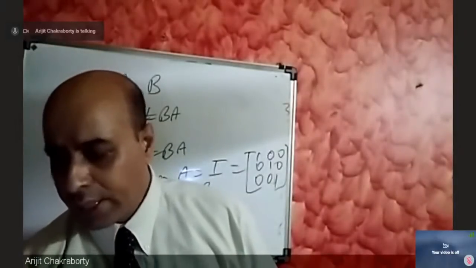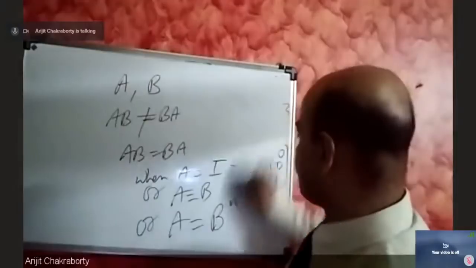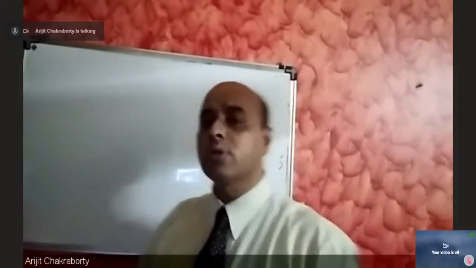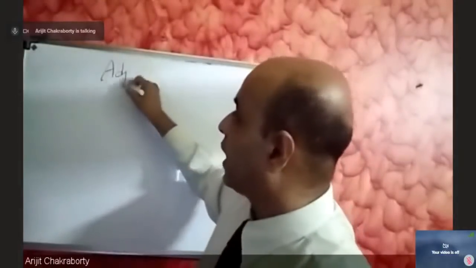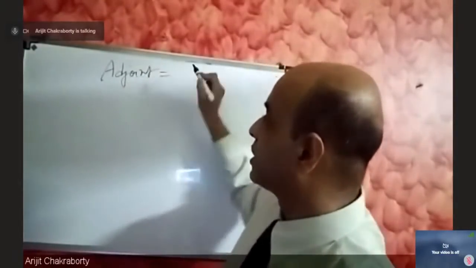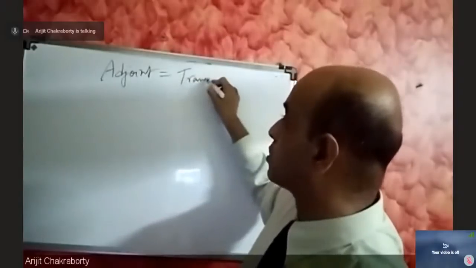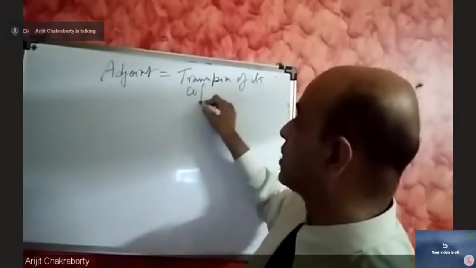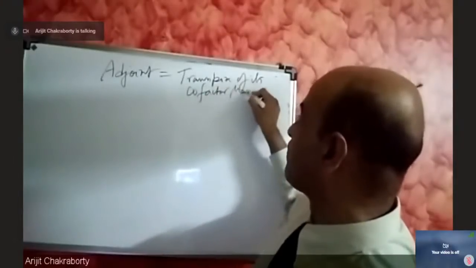Transpose we have done. Now we come to the adjoint of a matrix. We will take this and wrap up today, and let us take the revision of the inequalities on the next day. Adjoint of a matrix is nothing but the transpose of its cofactor matrix.